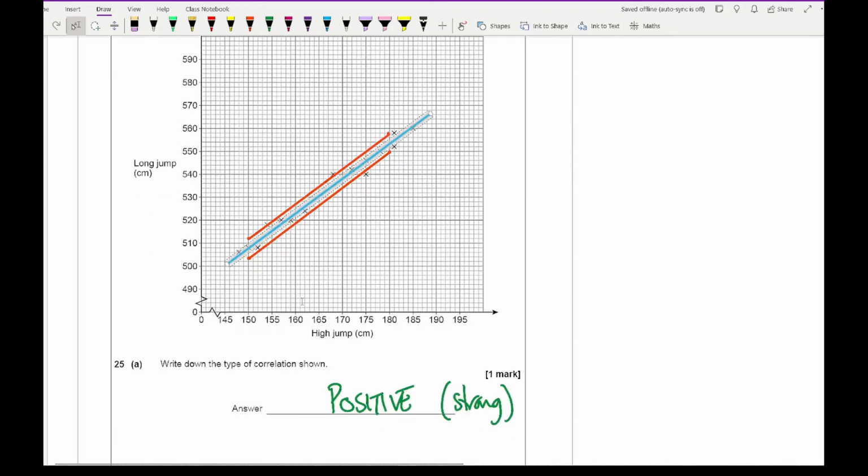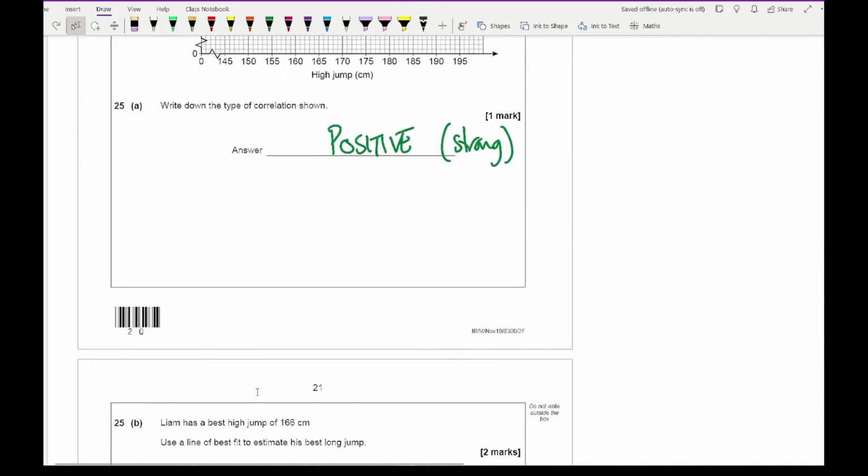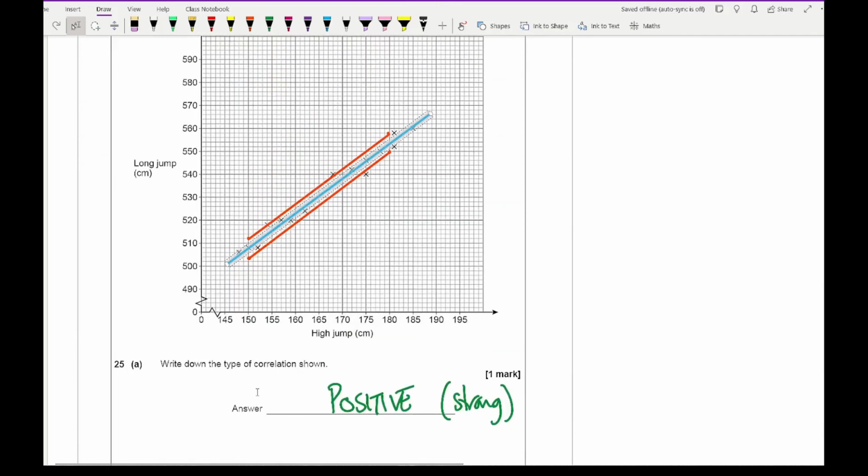Now you will have a range of values. So reading up, it says that Liam has a high jump of 166. So I need to find where 166 is on the x-axis. So 166 is just there. I need to go up to that point, and as soon as it hits your line of best fit, you then want to record what measurement that is going to be.